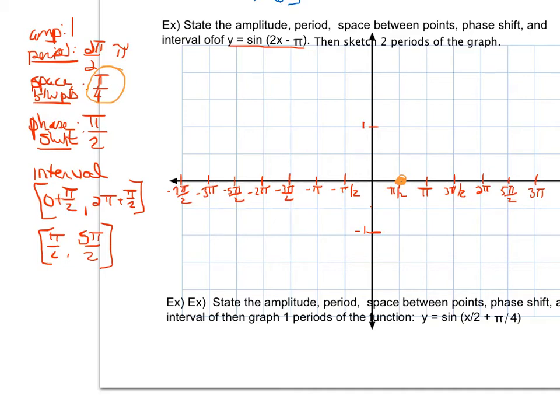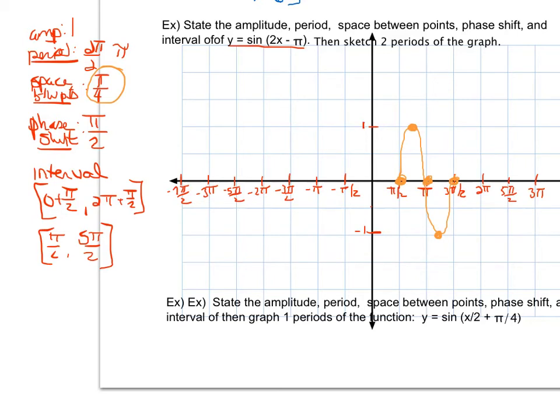So going over pi over 4, notice that each of my intervals here are pi over 2, so pi over 4 is going to be half of that interval. So I'll go over pi over 4, put my next point. I'll go over pi over 4. I'll go over pi over 4. I did not go down all the way to 1 because I go over pi over 4. And notice I'm now starting to repeat my cycle. So here is one complete period.